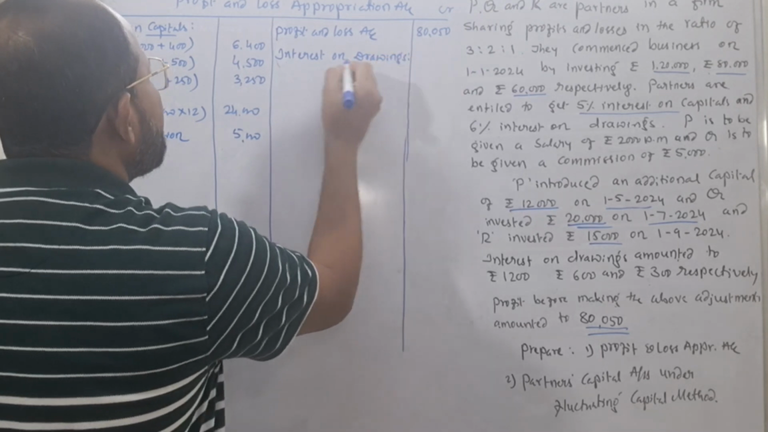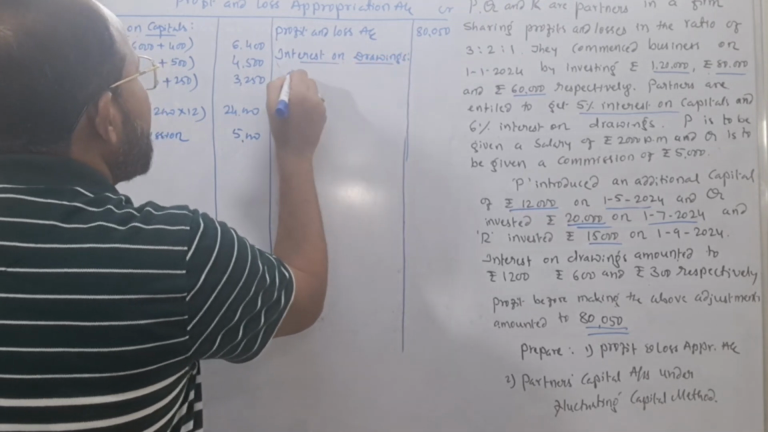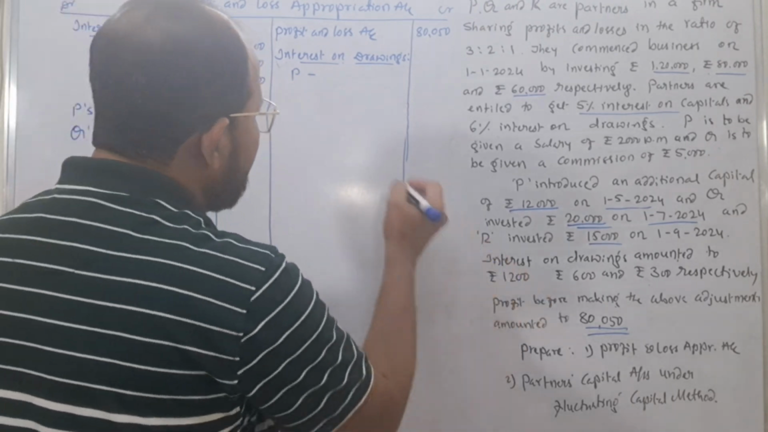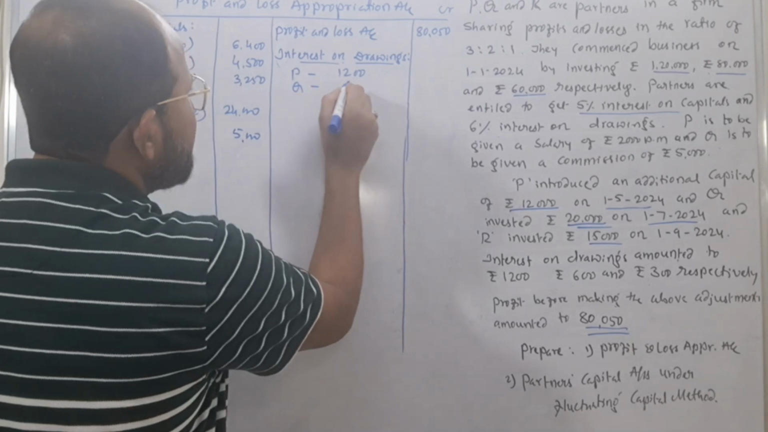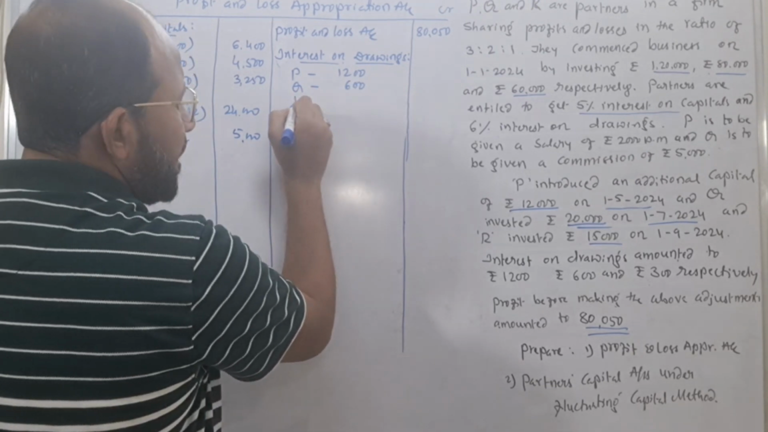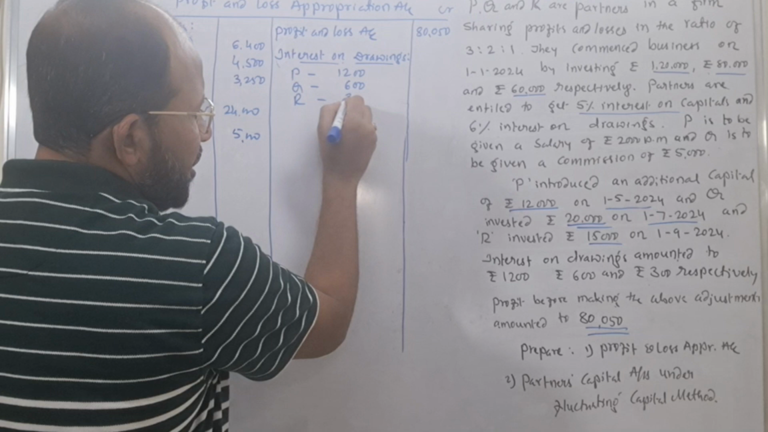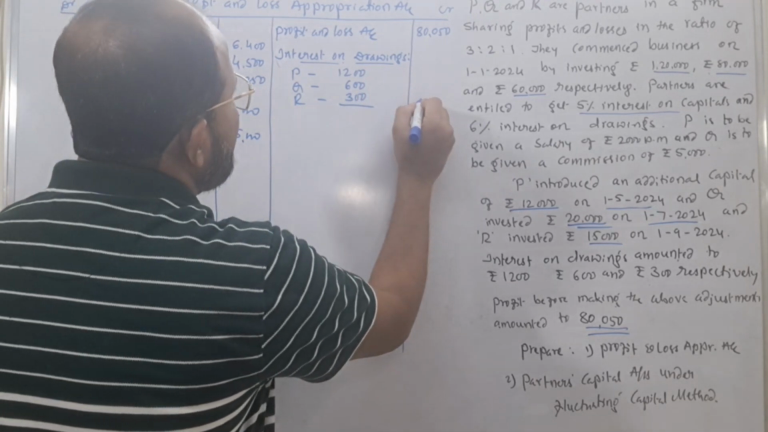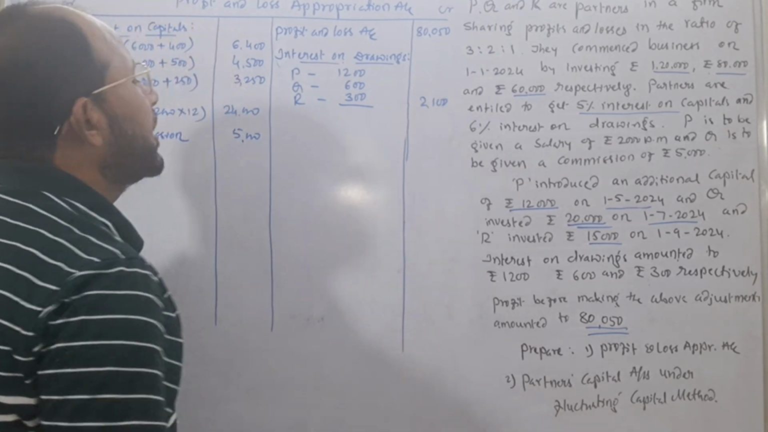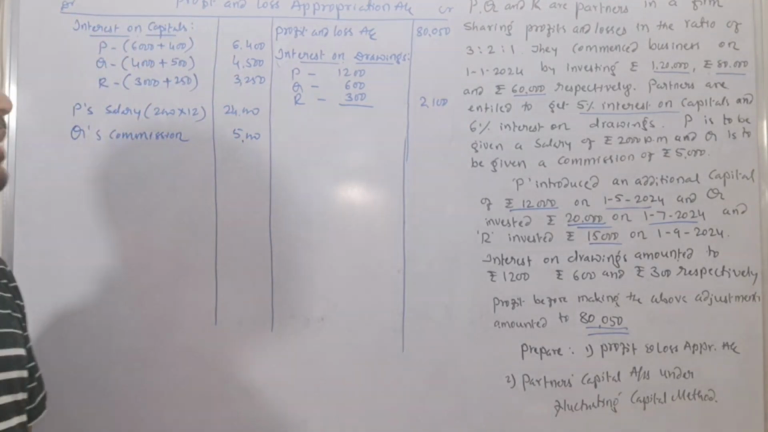Interest on drawings. What is the amount? In case of P, already given here, 1,200. Next one is Q, rupees 600. Next one is R, rupees 300. Make the total, it comes to 2,100. Right, this is the total amount of drawings.